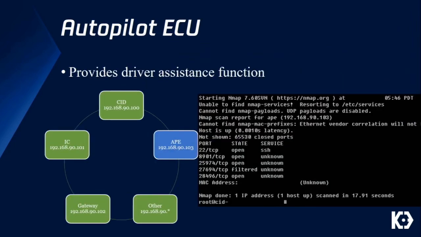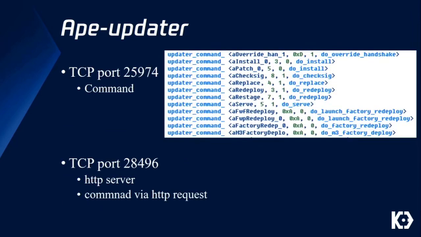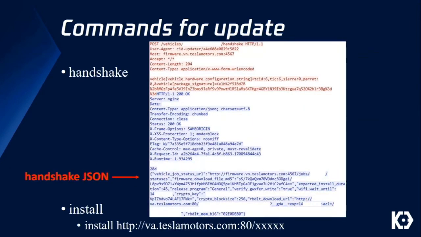From the result of nmap, there are four opened ports. Two of these ports are opened by the binary APE updater. The first port supports an interactive shell and supports many commands. Some of these commands can be used by CID to upgrade the system of APE. The second port supports a simple HTTP server. In some situations, this server can be used to provide some files to other components.